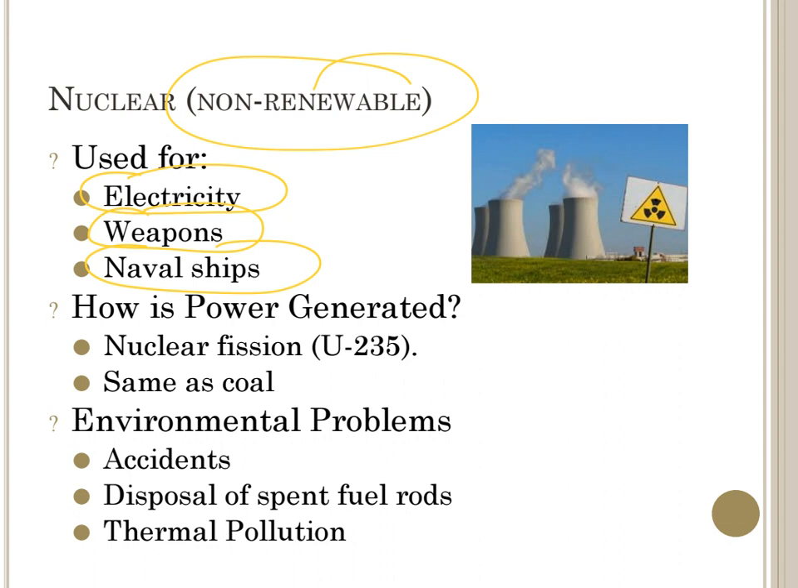Power is generated through nuclear fission, and you need to know that the fuel is uranium-235. So that's the specific isotope that's in nuclear power plants. So same as coal. So in other words, we don't burn the uranium, but we start a chain reaction where we break the atom apart. It's called nuclear fission to break it apart.